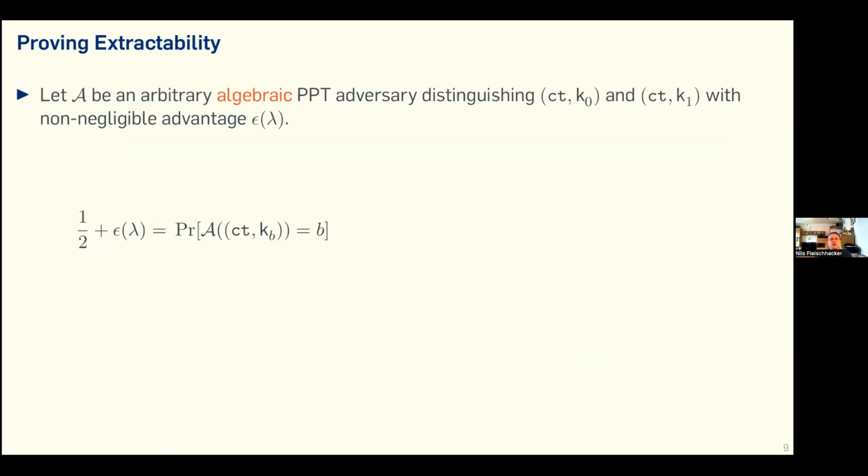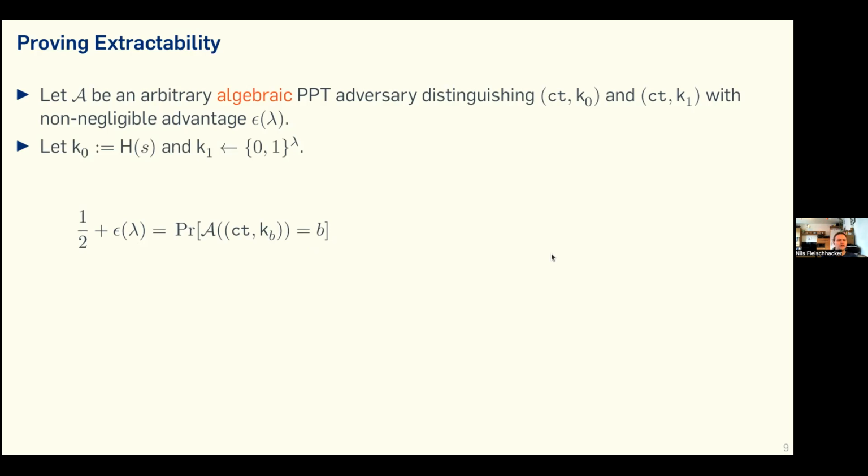Okay, so how do we prove that this scheme is actually extractable? The idea is, let A be some arbitrary, but unfortunately algebraic, PPT adversary that can distinguish between being given the ciphertext and the real key, and the ciphertext and the random key, with some non-negligible advantage, call it epsilon. That basically means that the probability that the adversary, given the ciphertext and K_B, can reconstruct B is 1/2 plus epsilon.